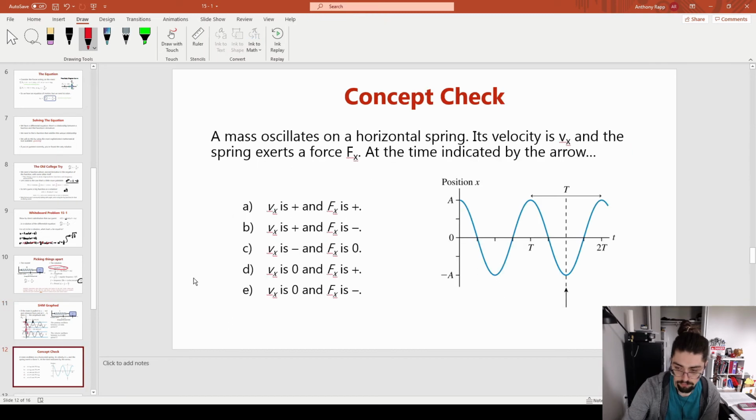So, concept check here. Keeping all of that in mind, this spot that I've highlighted right here, it's got a velocity, it's got some force. You are given the position graph. What do we know? Looking at this graph right here, what is the velocity? What is the force? Take the next 20 seconds. Think about it. See if you can come up with an answer.